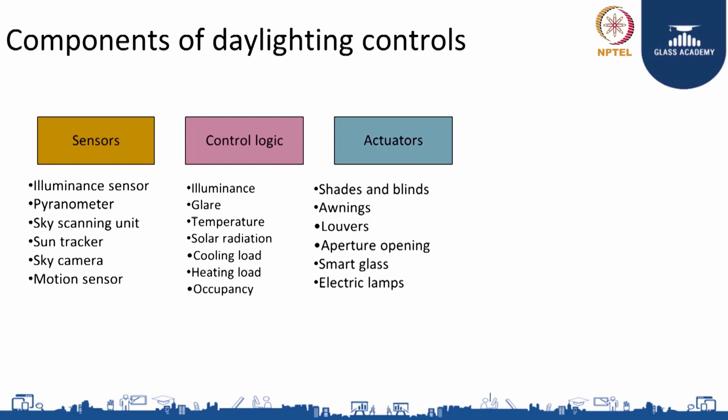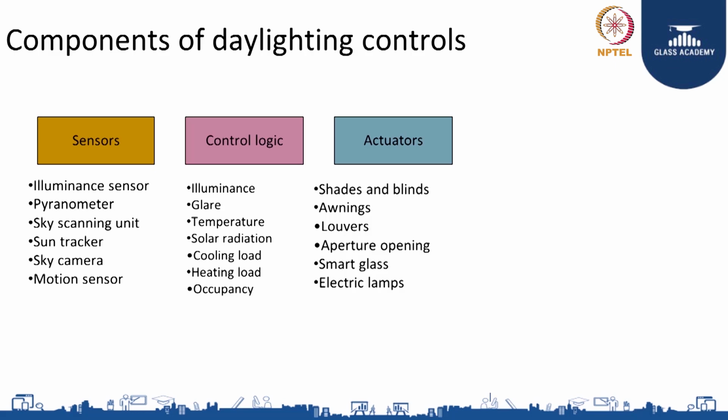There are also apertures which can be controllable. These can be found in light pipes. So if too much light is coming from the light pipe, the aperture inside can reduce the area and less light will come inside. We have already seen smart glass. So we can control the smart glass and change its transmittivity as per our requirements.